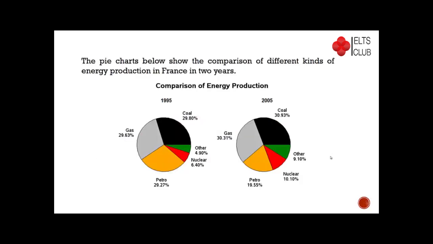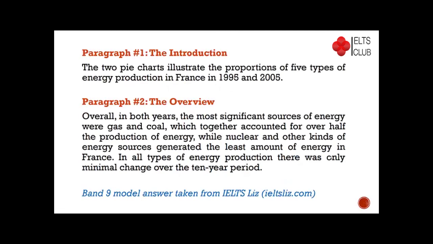Overall, we can see in these pie charts that the biggest sources of energy in both years are gas and coal. We can also see that nuclear energy and other energy sources generated the least amount of energy in France. In addition to that, there was minimal change in all kinds of energy production over the 10-year period. These details should be written in the overview paragraph, which comes right after the intro.